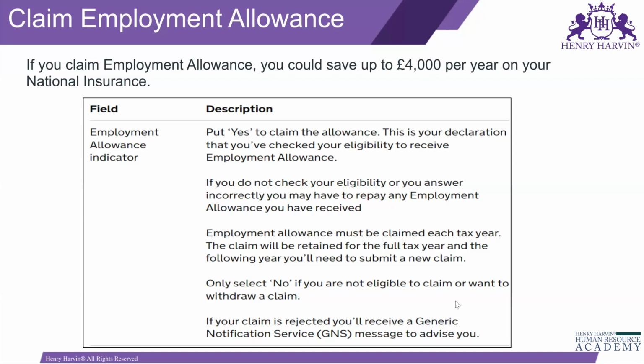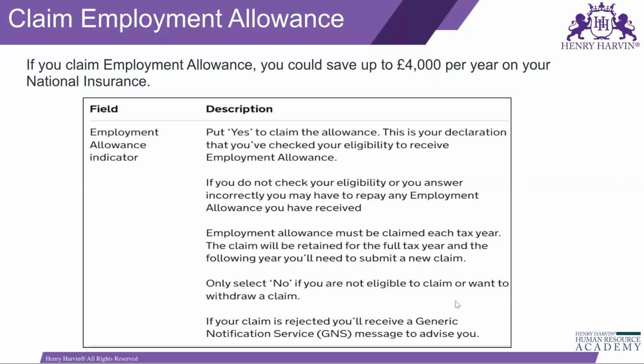Employment allowance indicator. Now this option you have to take. Put yes to claim the allowance. This is your declaration that you have checked your eligibility to receive employment allowance. So it is not that we blindly take this option. We have to check if we are eligible. As I've shown you that eligibility in, I think, the fourth or fifth session, we'll see that again. Okay, if you want, I can go back to that slide.